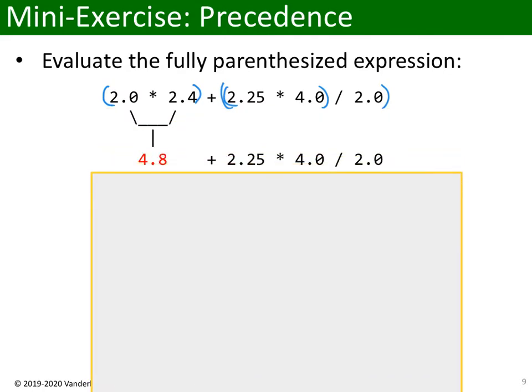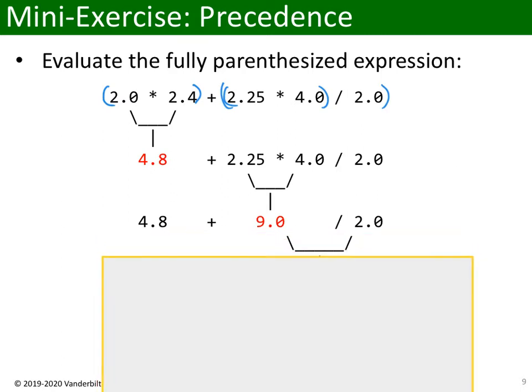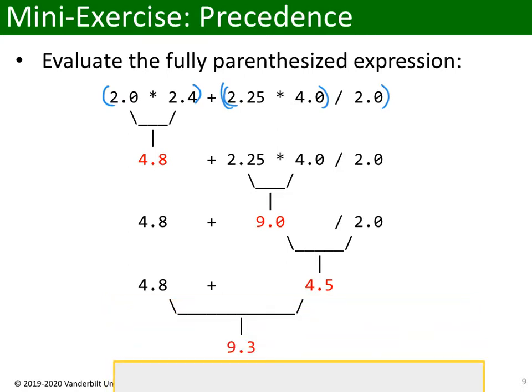So our first operation results in 4.8. Following this, we apply the multiplication operator to 2.25 and 4.0, resulting in 9. Then we apply the division operator. 9.0 divided by 2.0 is 4.5. And notice these are all reals, so there's no integer results to have to deal with. And then we do 4.8 plus 4.5, resulting in 9.3.